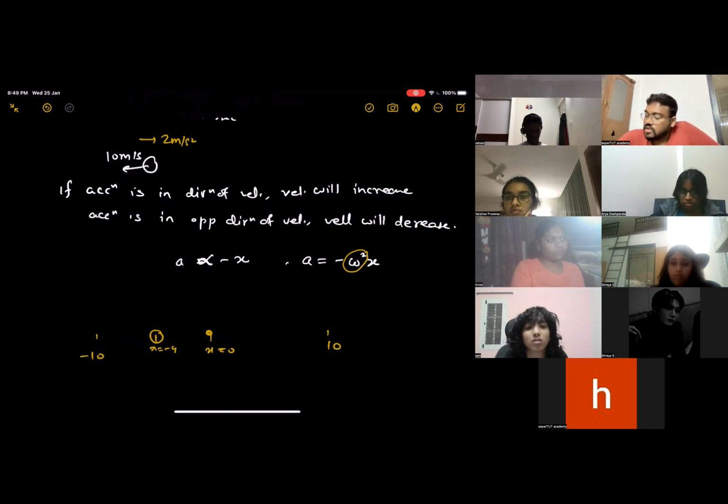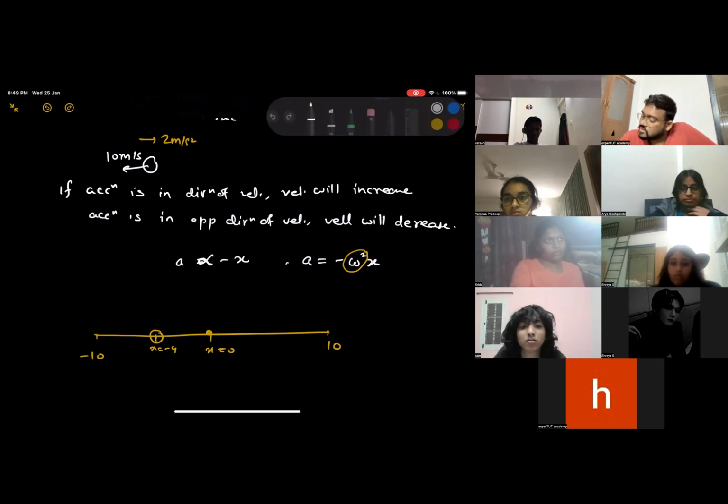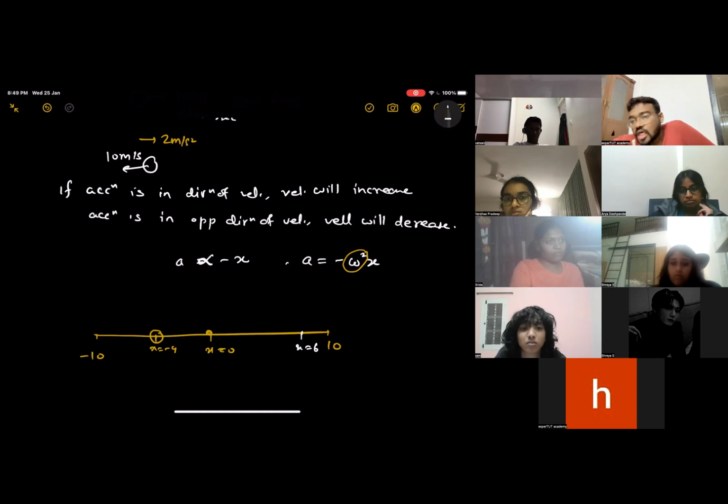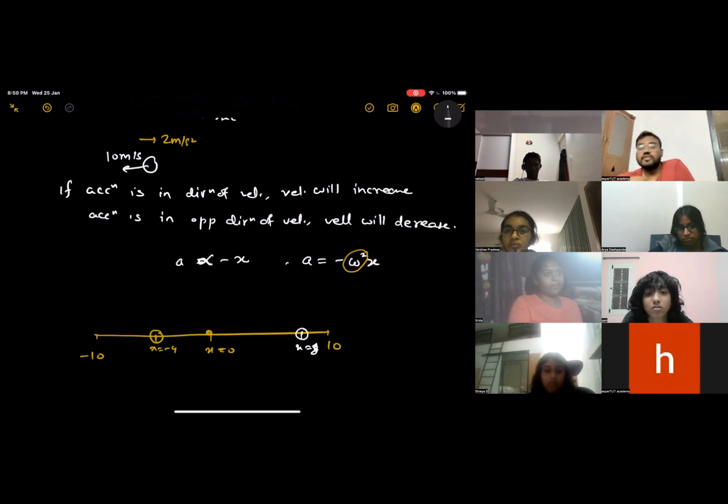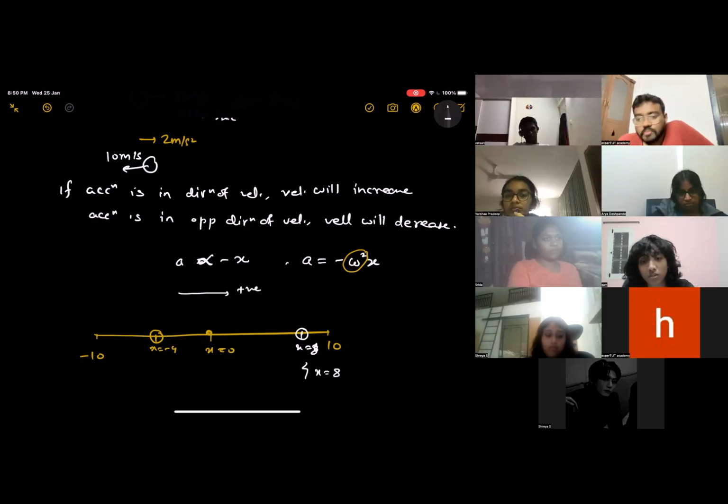And if this is x equal to 8, then what is the displacement of this point? 8 in positive x direction. Correct. Let me say that this direction is positive. If this direction is positive, then this displacement is called x equal to plus 8, and this displacement is called x equal to minus 4. Okay.